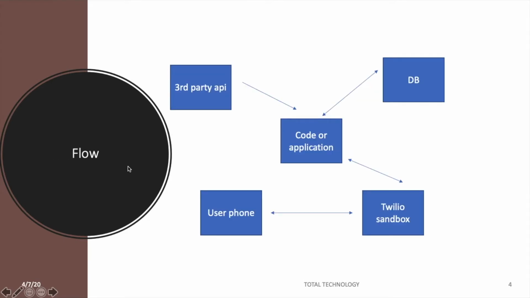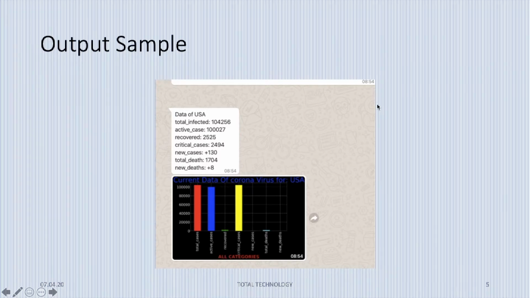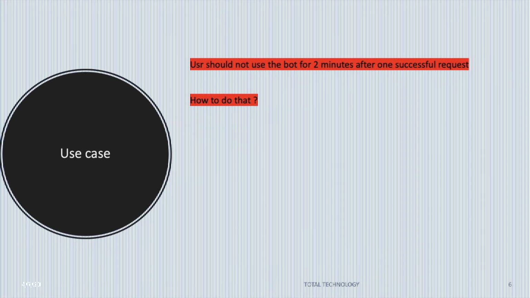So this is the flow, and let me explain it once again if someone is watching for the first time. This is the flow, nothing changed. The user sends a message to the Twilio sandbox. The Twilio sandbox will check the code or the application running on your system, and again it is going via a webhook using ngrok, and from there it is going to call the API to get the data, and in parallel it is doing some back and forth operation in Debian. This is the output.